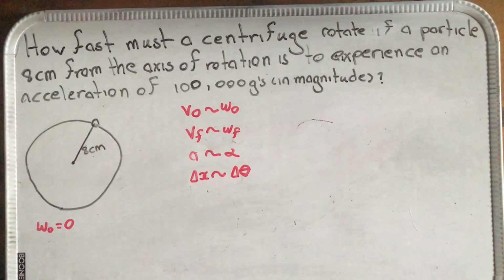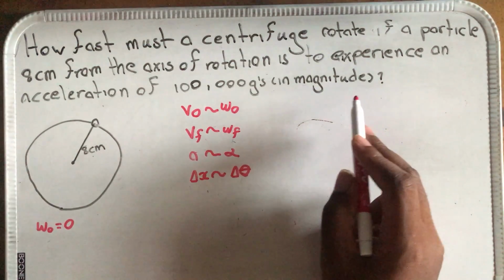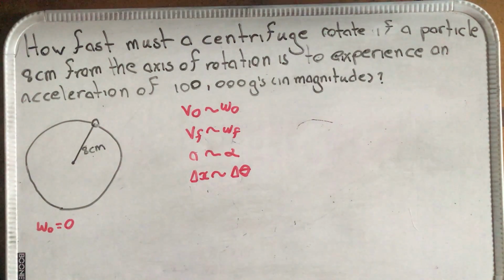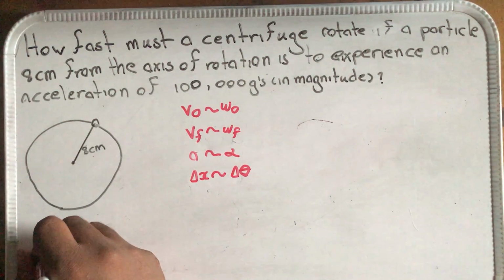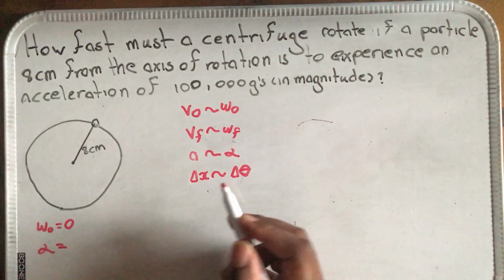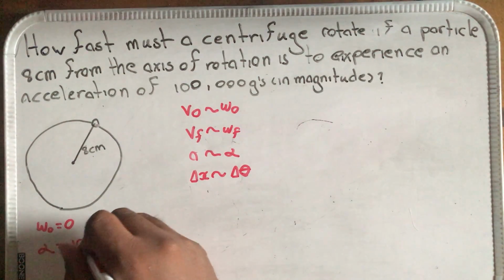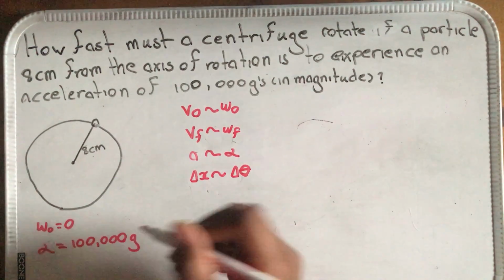Now, the second part of it says the angular acceleration that it's going to experience. We know that we're dealing with an angular acceleration because it's rotating around a point, an axis. It has an axis of rotation, or it's rotating around a point. So I know that this is what my alpha is going to be: 100,000 times g.